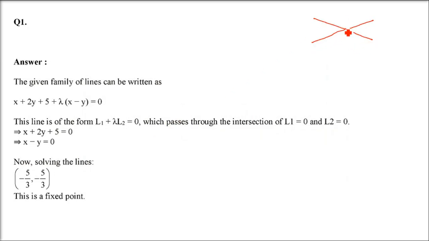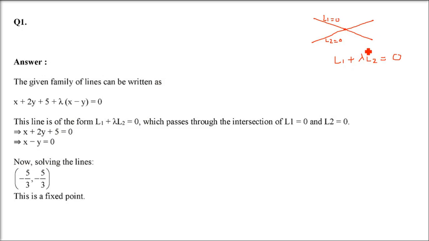If there are two lines and they are intersecting, then the family of lines passing through this point can be plenty, in fact infinite. So if this line is L1 and this line is L2, what will be the solution here, or the family of lines? L1 plus lambda L2 equals 0. Lambda is just a constant. It can be k, it can be m, it can be anything.